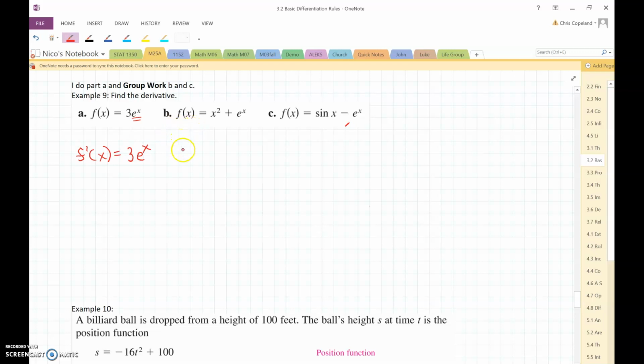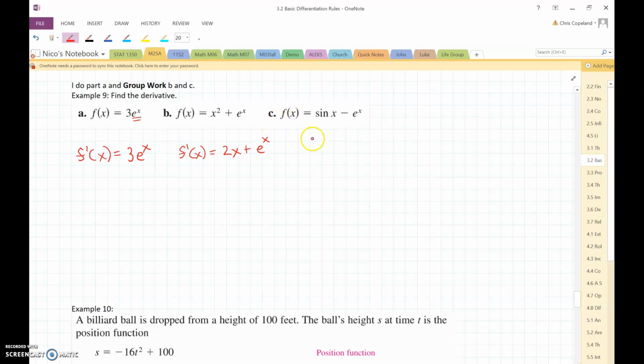Part B, f of x equals x squared plus e to the x. So the derivative for this function, first of all, the derivative of x squared would be 2x, that's the power rule, plus the derivative of e to the x is e to the x.